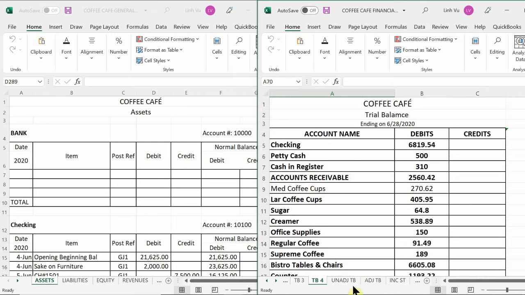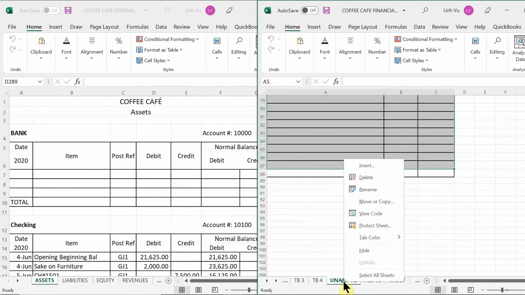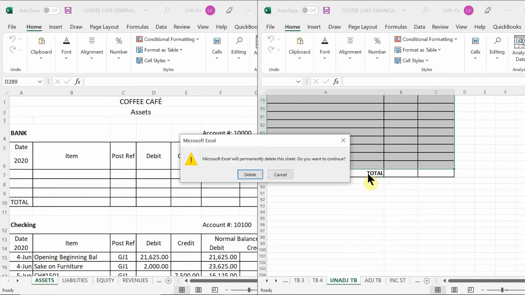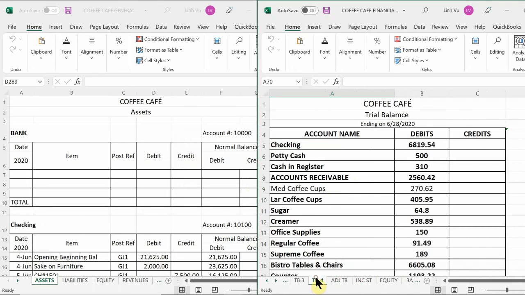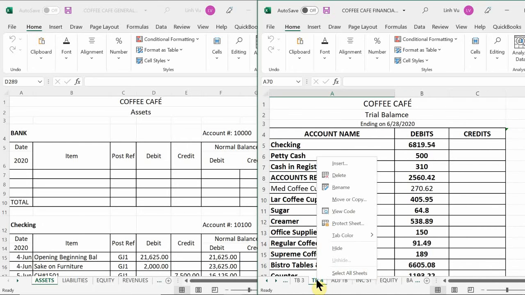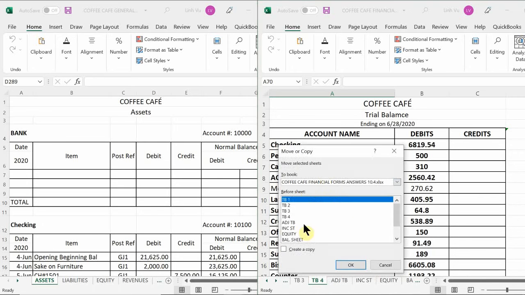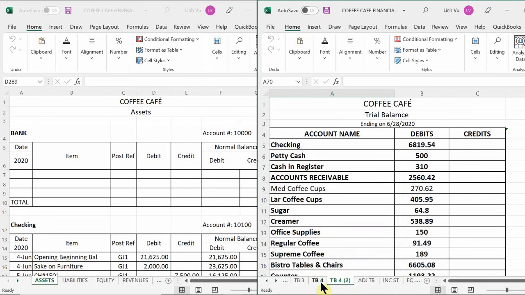So I'm going to go ahead and click the unadjusted trial balance once again. I'm going to delete this form, and then I'm going to make a copy of this. Okay, so move and make a copy. Make sure you hit that create a new copy. I'm going to put it on the adjusted trial balance. Okay, so here you go. Here's the trial balance from before, and I've created a copy of it.